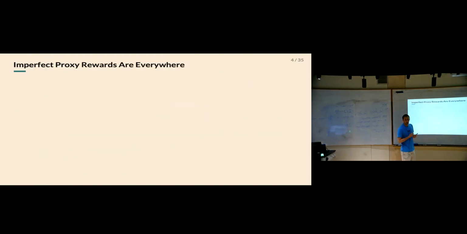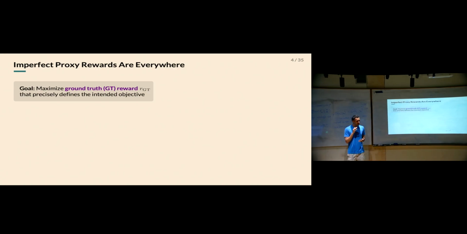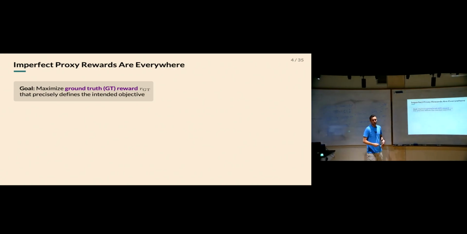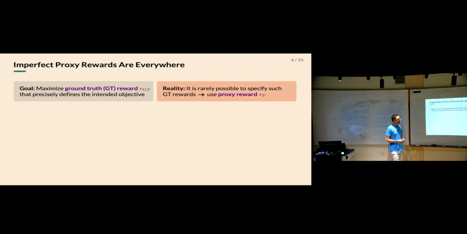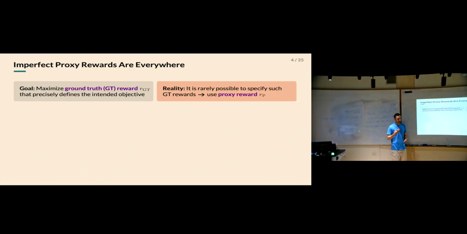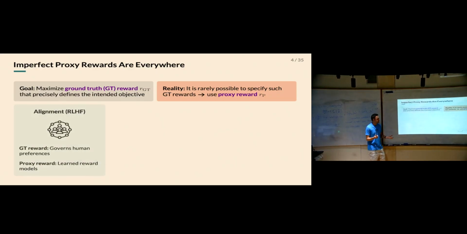Ideally, we would hope to maximize some ground truth reward which exactly captures the intended behavior we want to teach the model. But the unfortunate reality is that it is rarely possible to specify or compute such ground truth rewards. And so we have to resort to imperfect proxy reward functions. The primary example here can be alignment. We want to align the language model with human feedback. The underlying assumption is that there exists some ground truth reward that governs at least some aspects of human preferences, but we don't really know what it is.